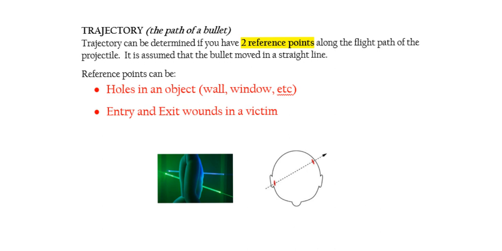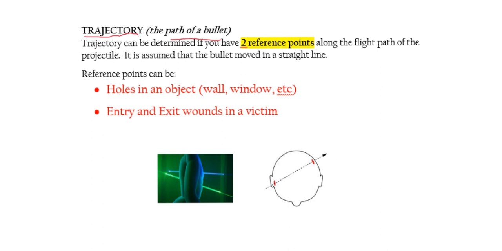The last big topic of this unit is talking about the trajectory that a bullet takes through space. So that's the path that the bullet goes through from when it leaves the barrel of the gun to when it strikes its final target. In order to determine trajectory, we need to have at least 2 reference points.